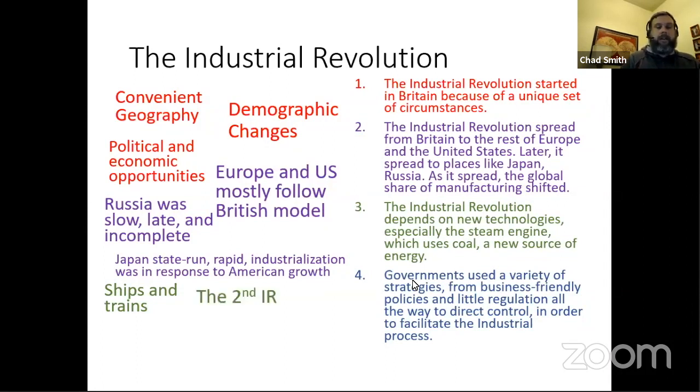We also talked about the technologies of the Second Industrial Revolution. Finally, governments used a variety of strategies from business-friendly policies and little regulation all the way to direct control in order to facilitate the industrial process. We talked about the business-friendly policies and little regulation of Europe and the US. We talked about direct control in Russia and Japan. And we talked about the attempts of the Ottoman Empire to develop the industrial process.